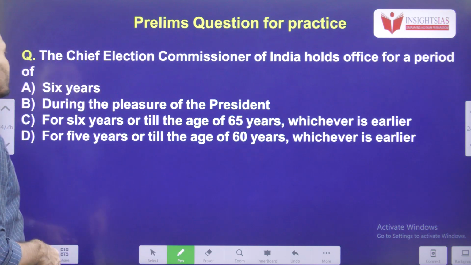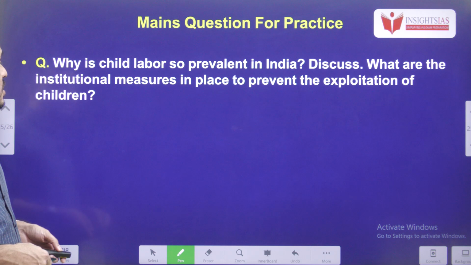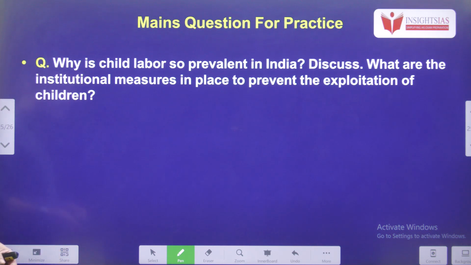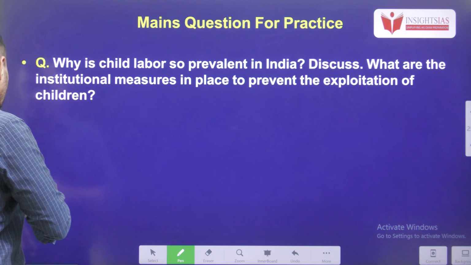Today's question. The Chief Election Commissioner of India holds office for a period of: CEC, 6 years during the pleasure of the President; for 6 years or till the age of 65 years, whichever is earlier; and the fourth statement, 5 years or till the age of 60 years, whichever is earlier. Mains question. Why is child labor so prevalent in India? Discuss what institutional measures are in place to prevent the exploitation of children. This is today's mains question.